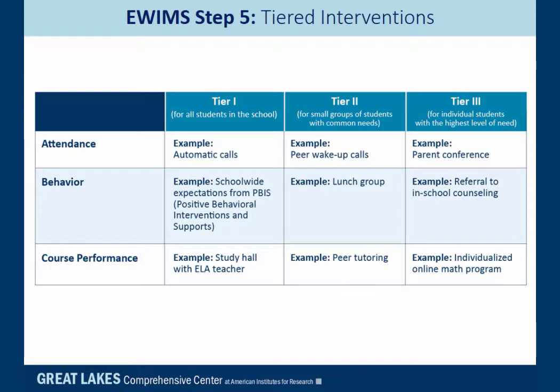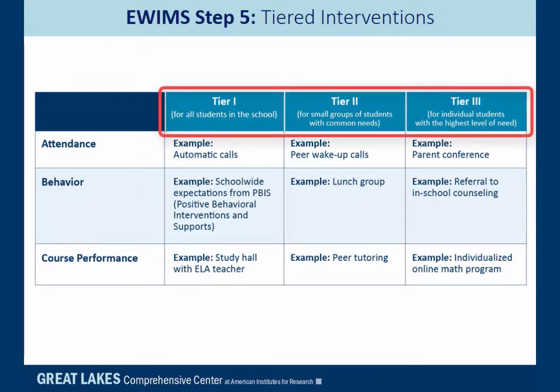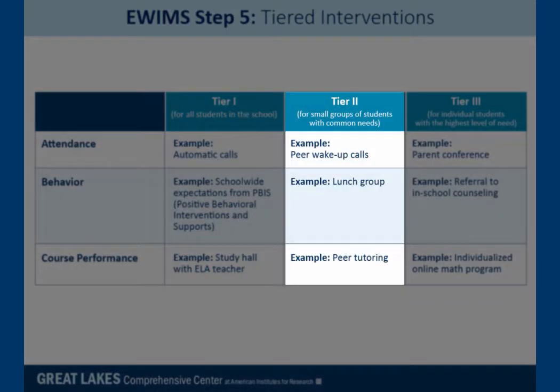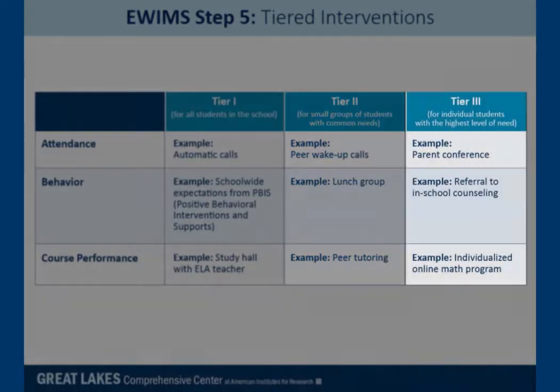Interventions vary by type, attendance, behavior, or course performance, and intensity, or tier. Generally, in a 3-tiered intervention system, Tier 1 interventions are available and applied to all students in the school. Tier 2 interventions are moderately intensive and applied to small groups of students with common needs, and sometimes individual students. Tier 3 interventions are the most intensive and are provided to individual students with the highest level of need.